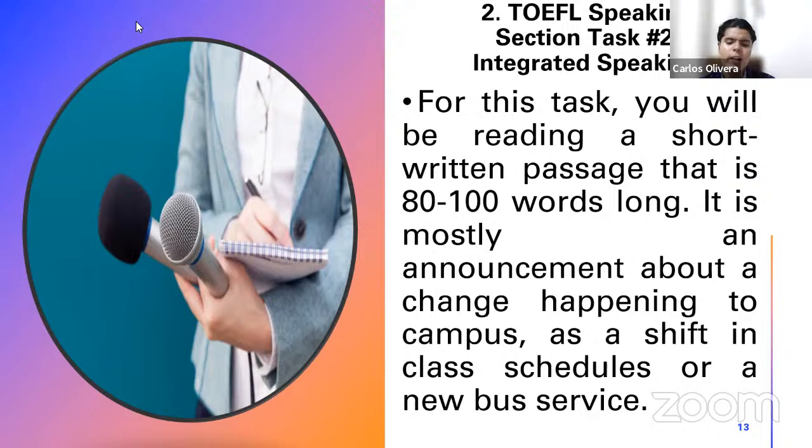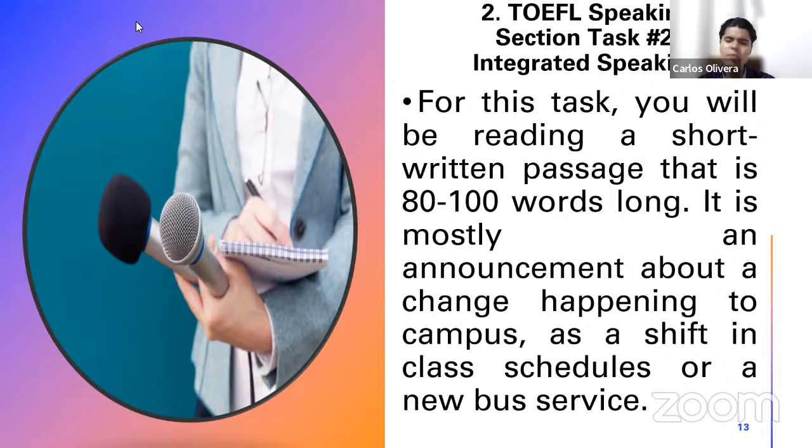Why? Because this reading passage, apart from being super short, as you can see, no more than 100 words, will always be about, as you can see here on my screen, an announcement or change happening on campus, or a shift, for example, in class schedules or new bus services, things of that sort.